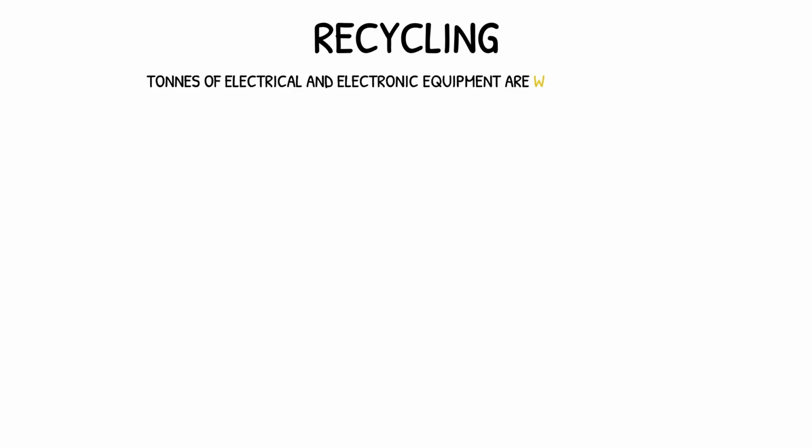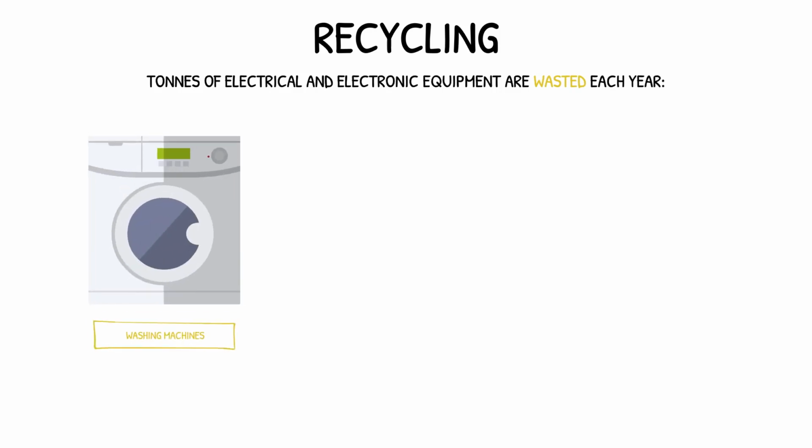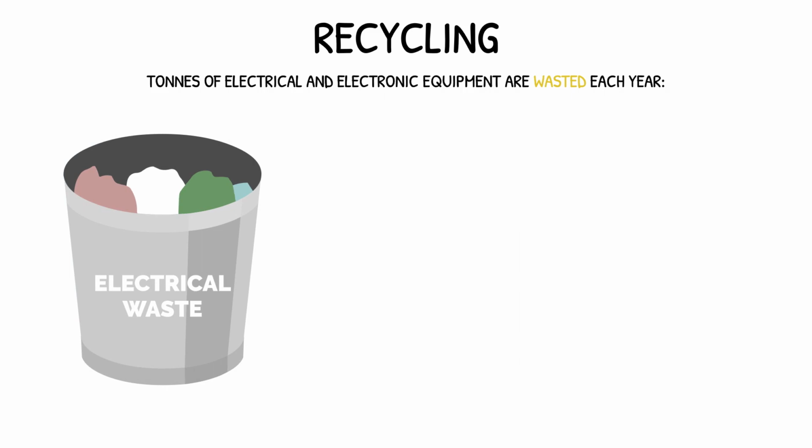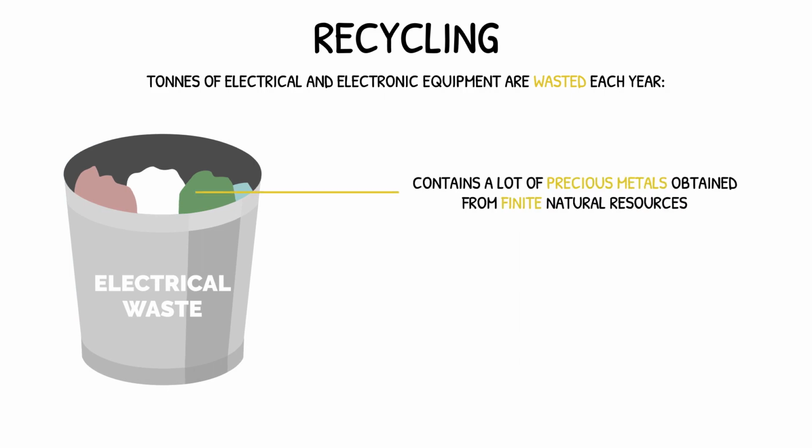Tons and tons of electrical equipment, such as washing machines, mobile phones and toasters, are wasted each year. These items contain a lot of precious metals that are obtained from finite natural resources. It is important that we try to reduce the extraction of these limited resources by reusing or recycling, particularly as the process of extracting these metals from their ores can be time-consuming, costly, and harmful to the environment.